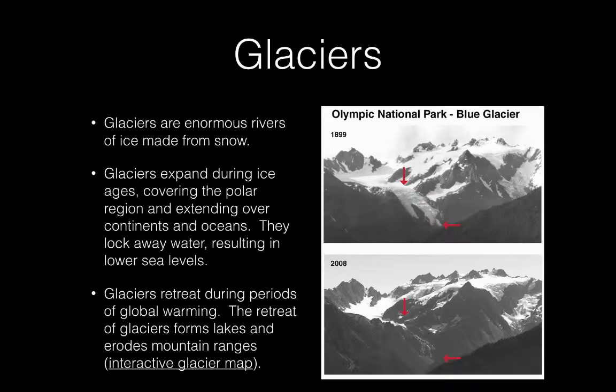Glaciers retreat during periods of global warming. The retreat of glaciers forms lakes and erodes mountain ranges.